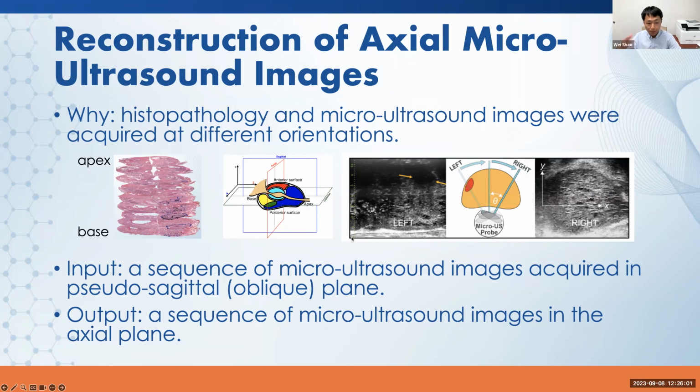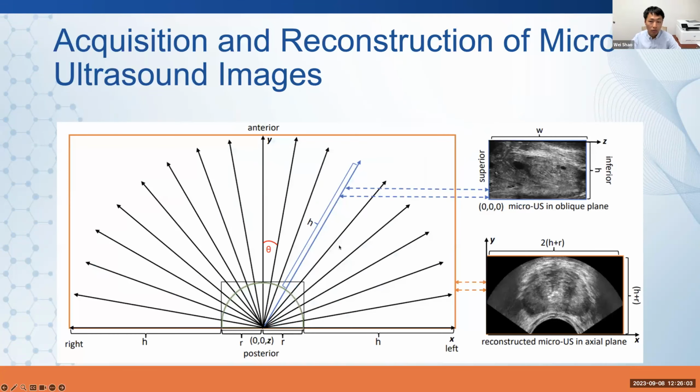So what do we do? First, we need to reconstruct the sequence of micro-ultrasound images from those oblique planes, pseudo-sagittal planes, into the axial planes. Here I'm giving you a figure that shows this imaging process and our reconstruction process. So here is the axial view, and each radial line corresponds to the cross-section imaging of the prostate by our probe. For each line here, that corresponds to one micro-ultrasound image.